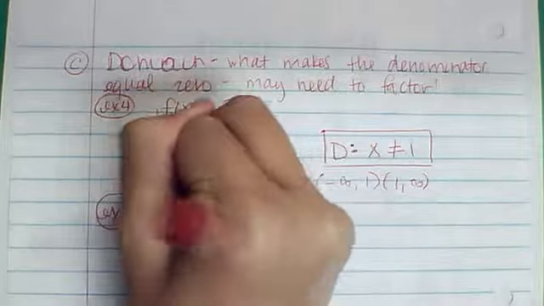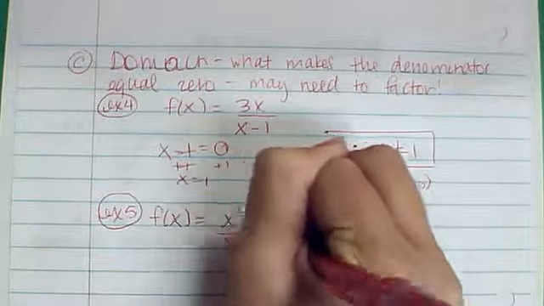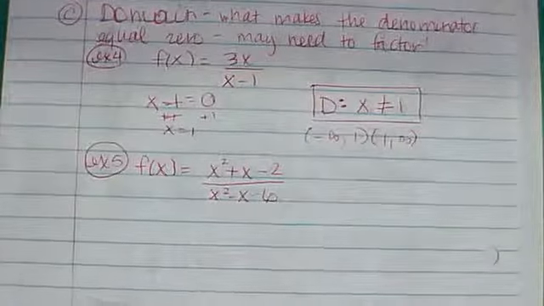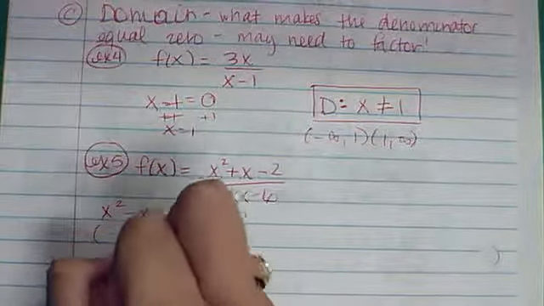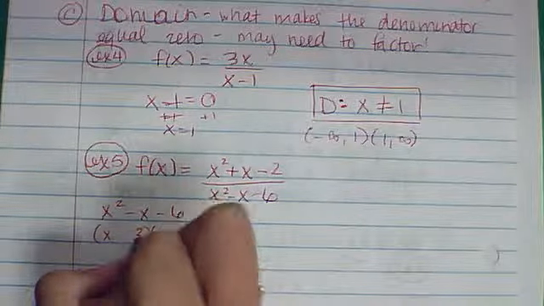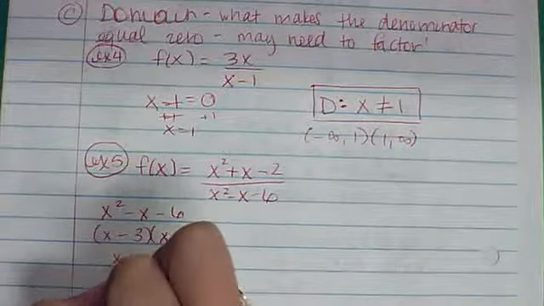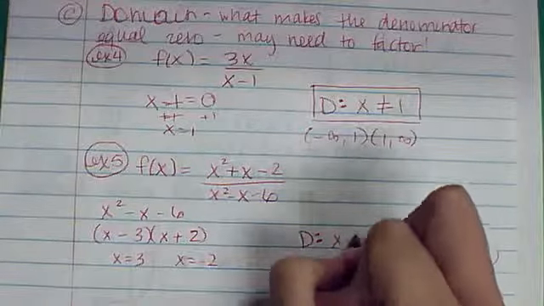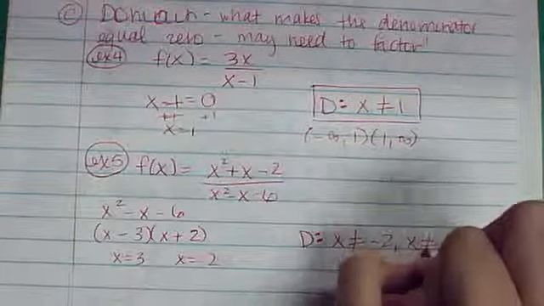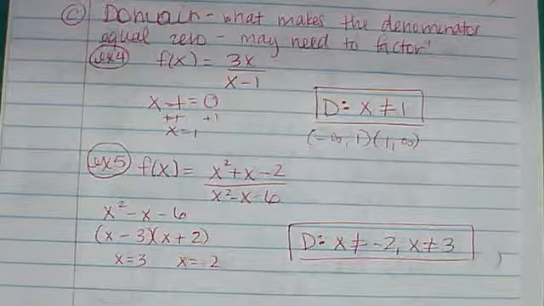Example number 5, f of x is equal to x squared plus x minus 2, all over x squared minus x minus 6. We don't care about the top. Again, we're going to factor the bottom, x squared minus x minus 6, which can be factored fairly easily into x minus 3 and x plus 2. If I solve those, I'll get x equals 3 and x equals negative 2. So my domain is x does not equal negative 2 and x does not equal positive 3. And I'll want to write those in order from least to greatest. That will be particularly helpful when we start graphing later on in this unit.